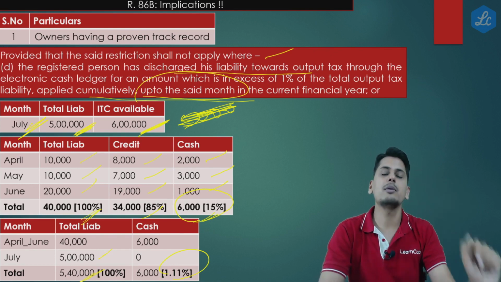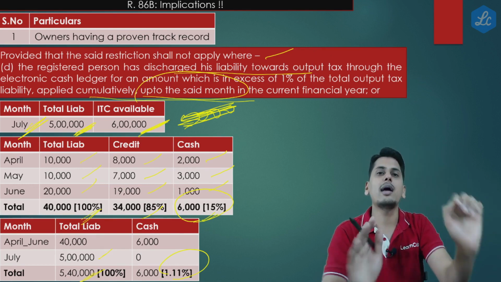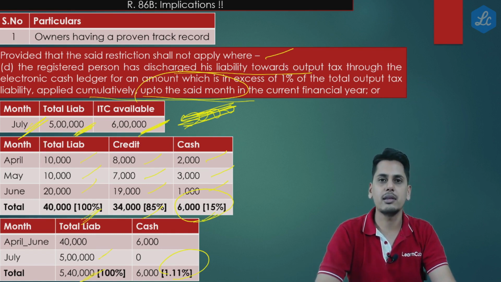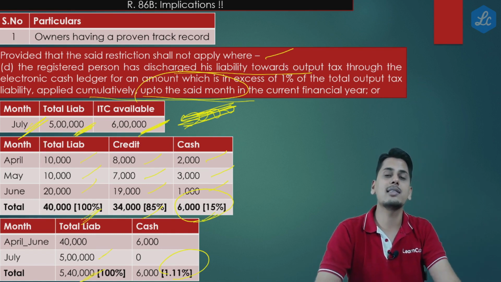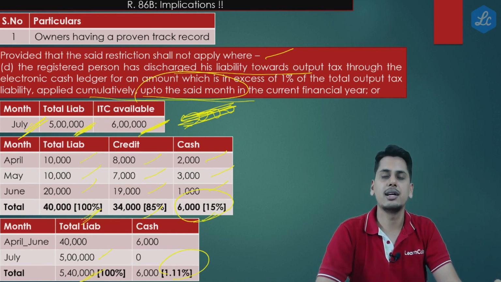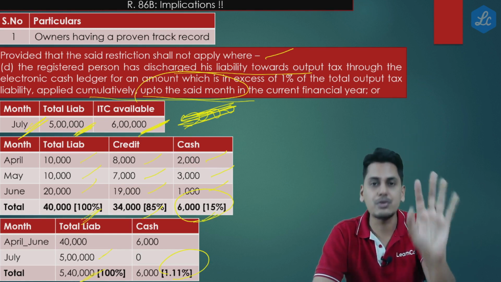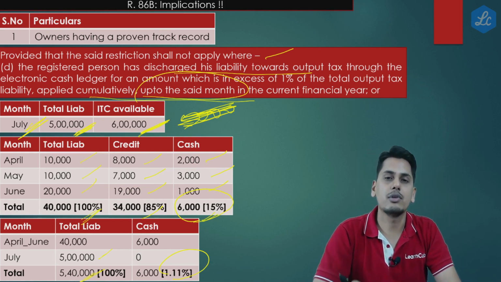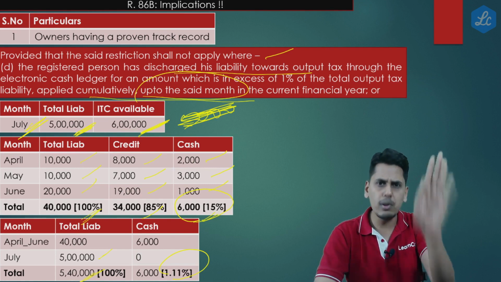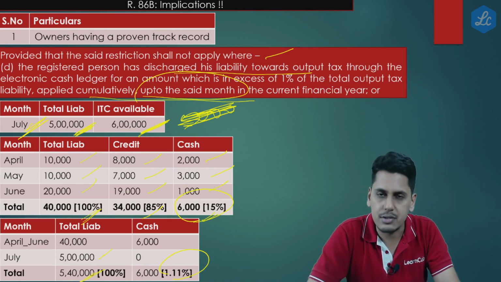You considered April, May, June, included the liability of July, found out the total liability including that of the current month. You have checked in the history what is the amount which you have paid through your cash ledger. Does it exceed 1%? The answer is yes. So, which means that you have already satisfied 86B for the tax period July as well. Cumulatively from April, May, June, July, 86B is satisfied.